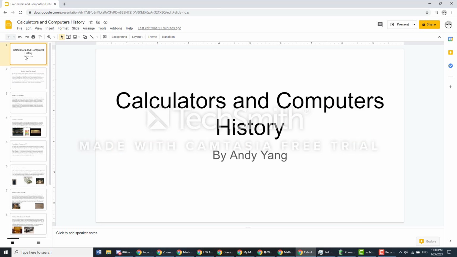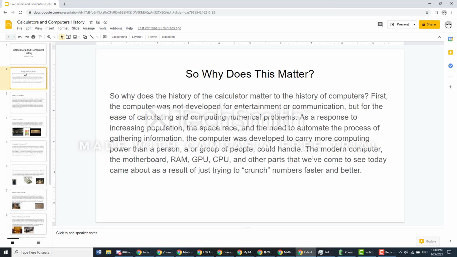I'll be doing the computer history topic research project. That is a presentation. My presentation is called Calculators and Computers History. So why does the history of calculators mix in with the history of computers?